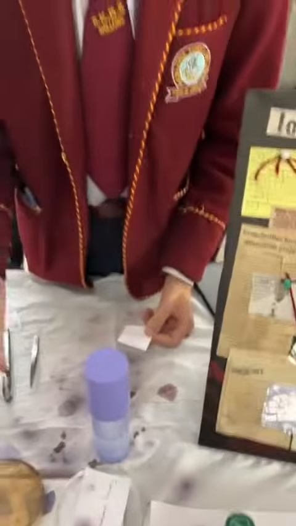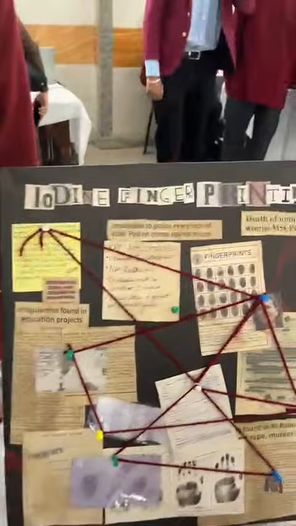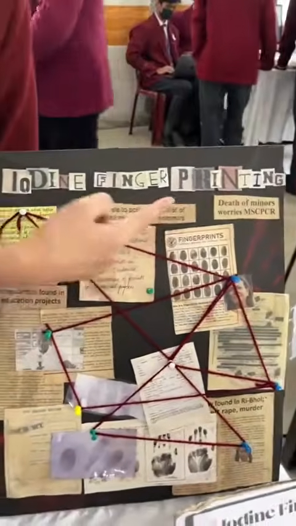So right here we have a branch of science called forensic science. Now this one is called iodine fingerprinting. Now what is this? This is basically a chemical method used by forensic scientists to make the invisible fingerprints left by the criminals at the crime scene visible for us.